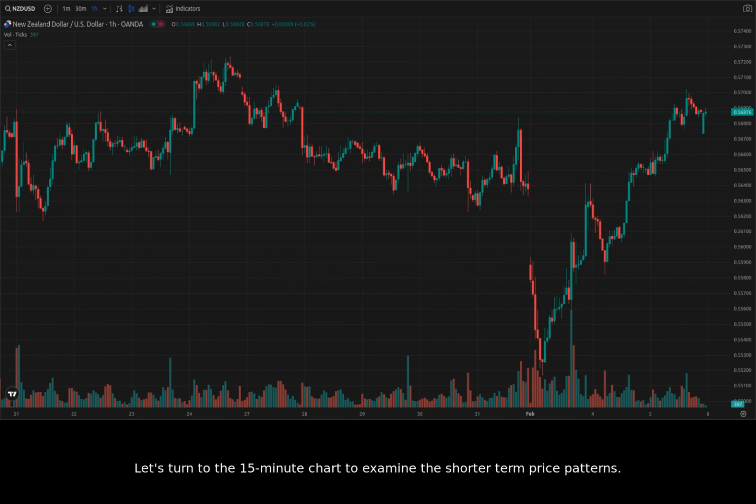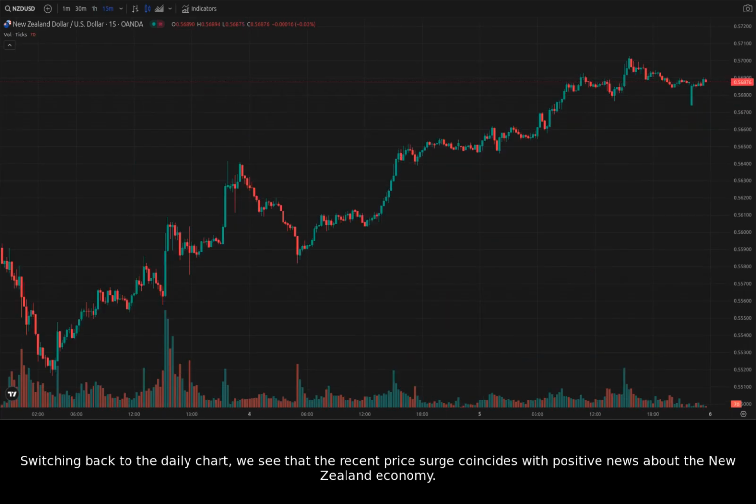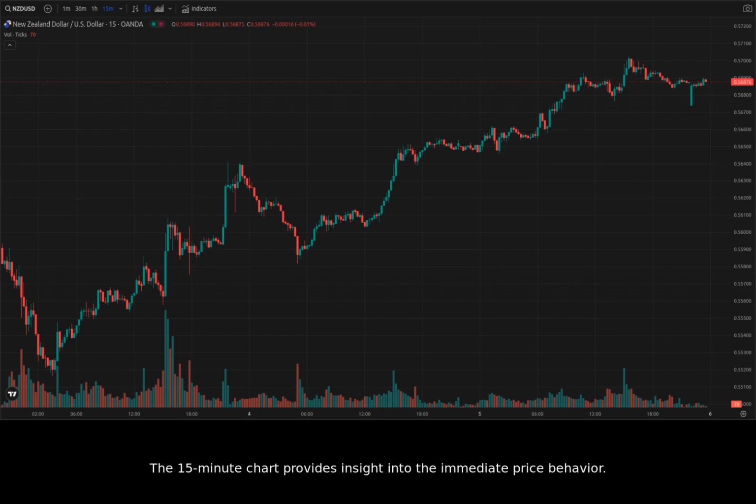Let's turn to the 15-minute chart to examine the shorter-term price patterns. We see a clear upward trend here in the last 24 hours, supported by volume. However, small fluctuations are likely. Be cautious of potential short-term corrections. Switching back to the daily chart, we see that the recent price surge coincides with positive news about the New Zealand economy. The 15-minute chart provides insight into the immediate price behavior.